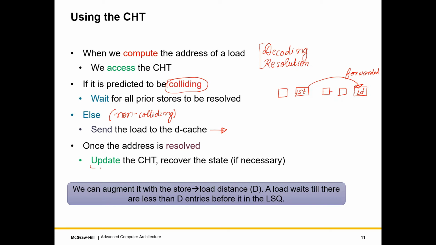In this case, we update the CHT with this information. And let's say that there was a collision, but we speculated past it. There is a need to recover the state. As simple as that. So this essentially allows us to send some loads which are non-colliding to the L1 data cache, without waiting for unresolved stores before it to get resolved. So that wait time we avoid. Which means we can send loads early, we can wake up their consumers.